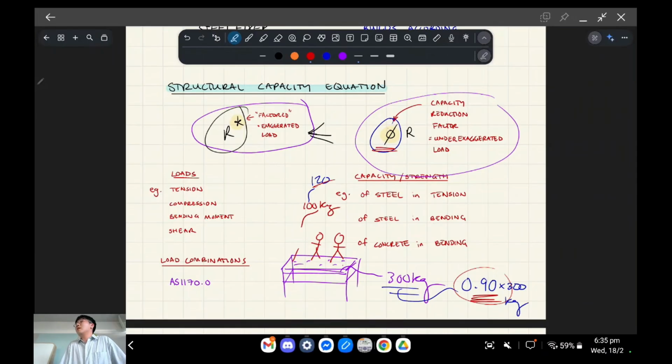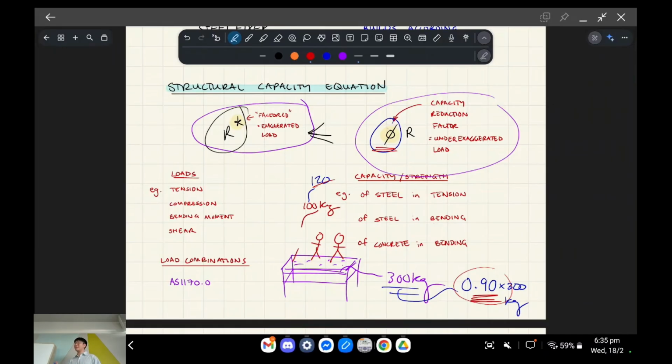Is there a reason you're factoring both sides of the equation? Like, why can't you factor one side more? It's a good question. It's because, fundamentally, different loads and different materials will have different levels of something called reliability.